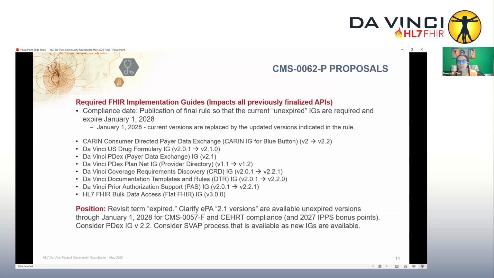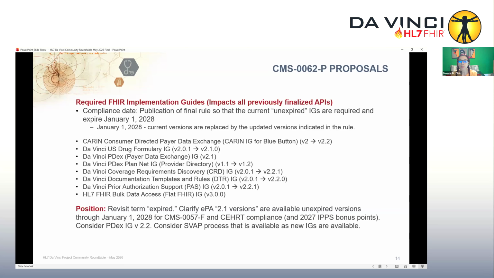And so one of the things that we are indicating is it's really important to clarify what the glide path is from currently unexpired IGs to expired IGs. What we know is that today we have a couple of versions that are in use in the ecosystem, particularly if we're looking at the prior authorization IGs. It is the named IGs, the 2.0.1, as well as the 2.1 versions, and we appreciate that per these proposals, the 2.2 versions would be required on January 1, 2028.